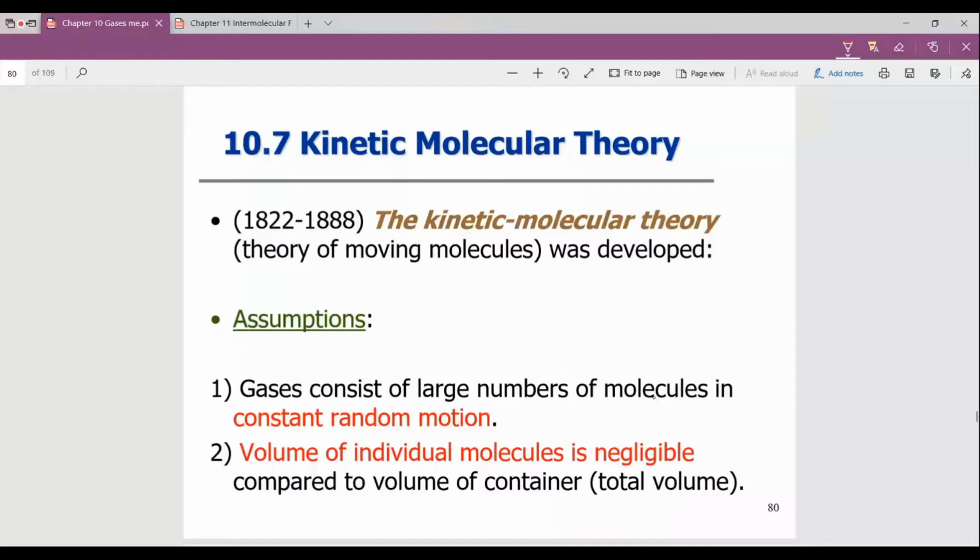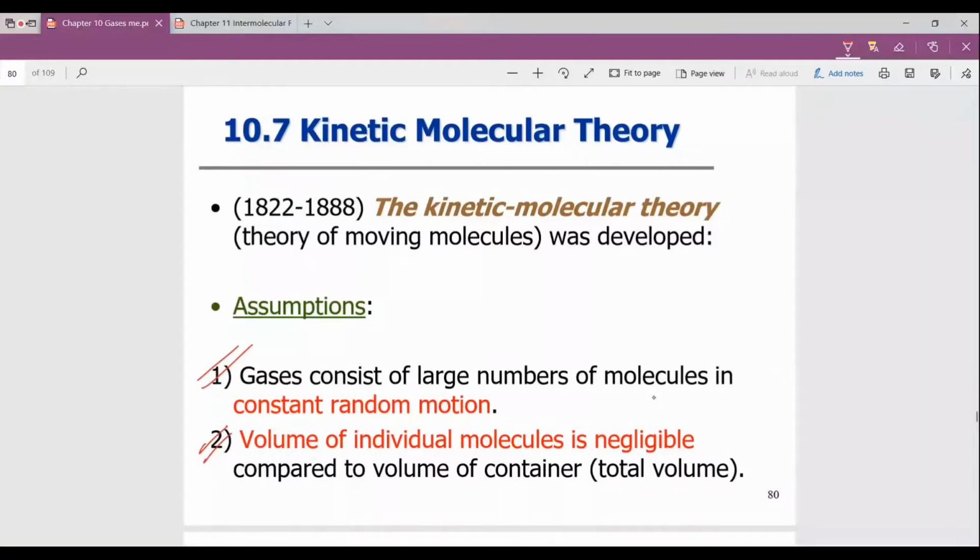There are a few assumptions. The first one: gas is a discrete molecule, isn't it? Gas consists of a large number of molecules in constant random motion. This is the first assumption about the gas. It moves in constant random motion, in continuous straight line motion with varying velocity.